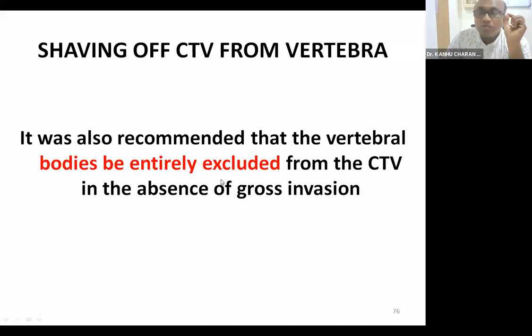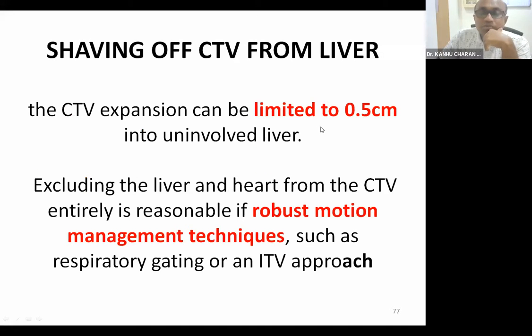Vertebra: unless the prevertebral fascia is involved or there is a prevertebral extension, you can crop from 0.5 centimeter of the vertebra, but still I prefer 2 to 3 mm towards the vertebra. I prefer. CTV expansion can be limited to 0.5 into uninvolved liver. Even if your CTV is coming to the liver, take 0.5 centimeter of liver, not more than that. Excluding liver and heart from the CTV entirely is reasonable if robust motion management techniques are available.